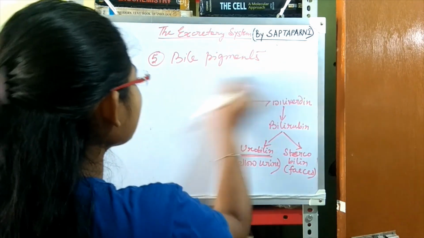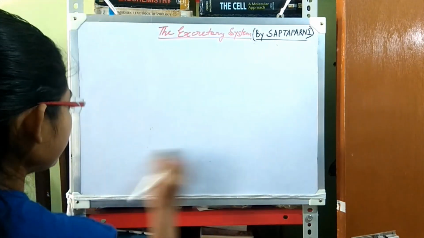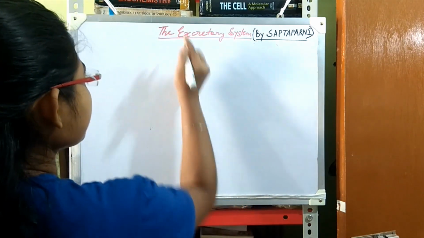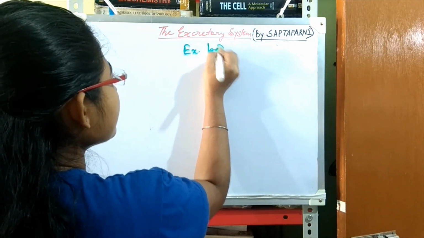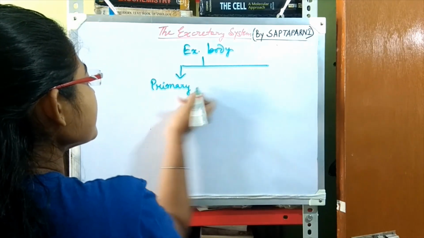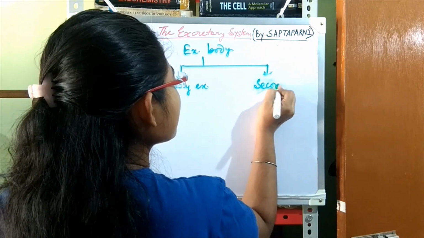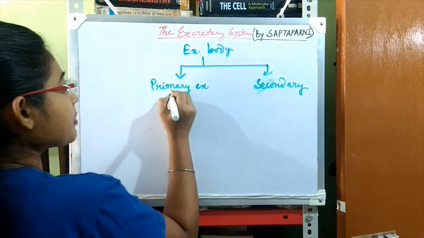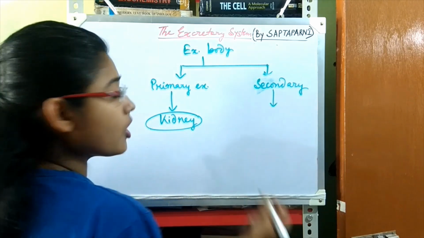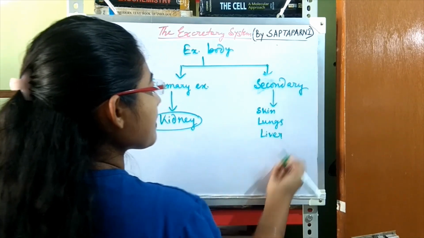Now, coming to the next section, what are the excretory organs of our body? What are the excretory organs of our body? There are two types of excretory organs in our body. The number one is primary excretory organs and the second one is secondary excretory organs. Okay. The primary excretory organ is kidney and the secondary excretory organs are skin, lungs and liver. Okay.